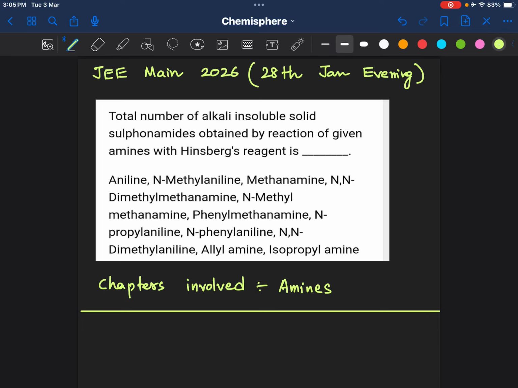Yeah, hello everyone. So this is a question from JEE Mains 2026, 28th Jan evening. You can pause your video and go through the question. The chapter involved in this question is amines. So when we go through the question, it is talking about the total number of alkali insoluble solid sulphonamides obtained by reaction of given amines with Hinsberg's reagent.